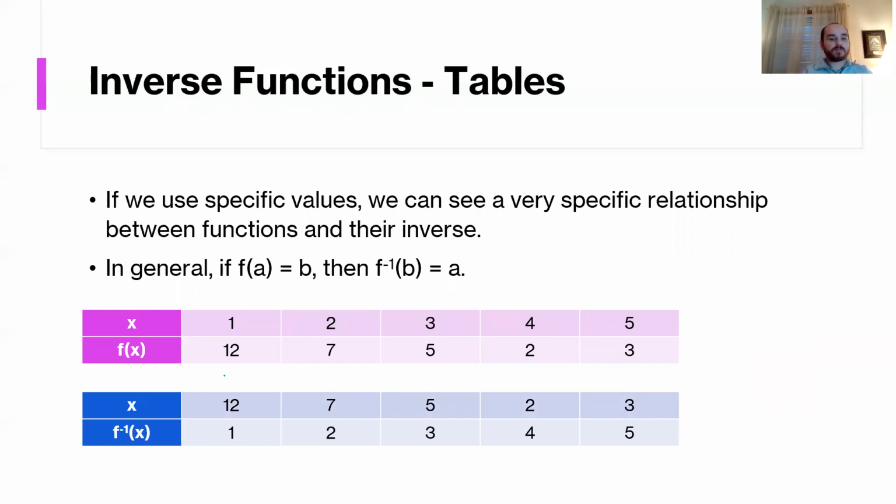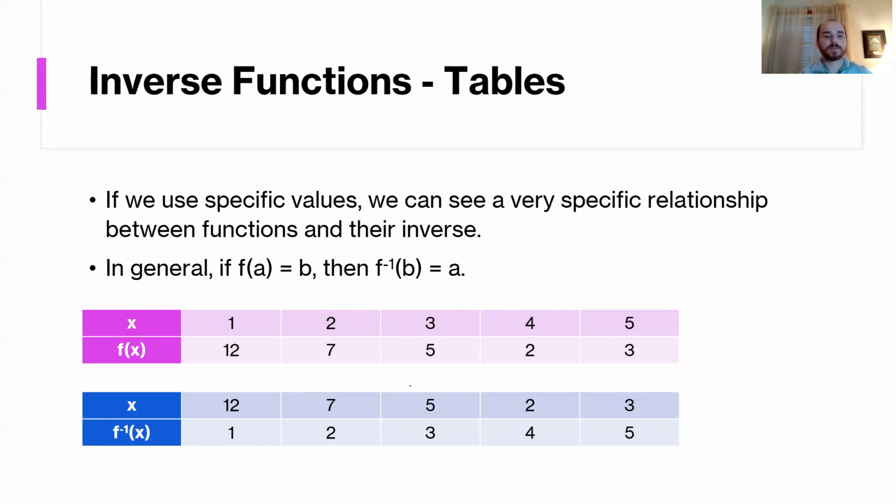Since we have this table, we can just take the inverse, right? By definition, if a normal function gives us a result based on an x, then using that same result as our x value in our inverse function should take us back to our original. So if when x equals 1, f of x equals 12, then when x equals 12, the inverse of f of x equals 1.